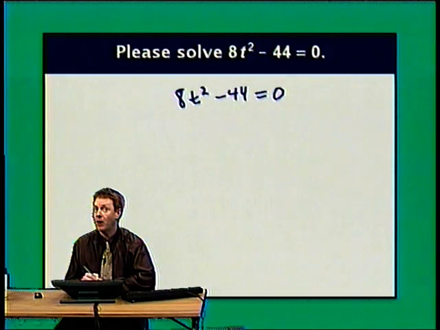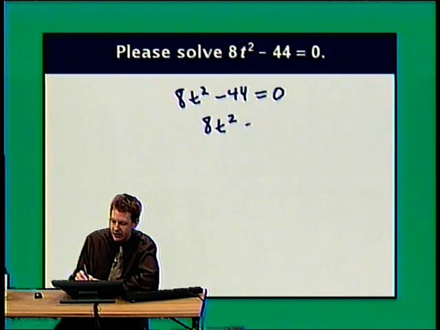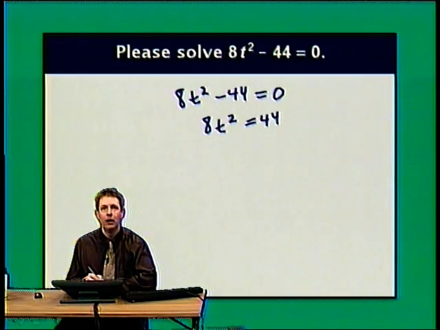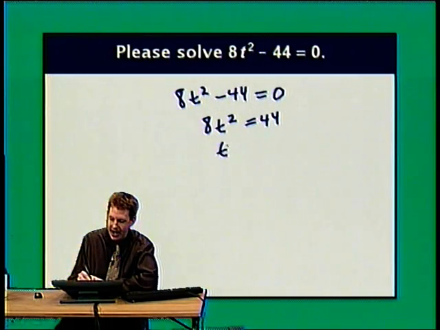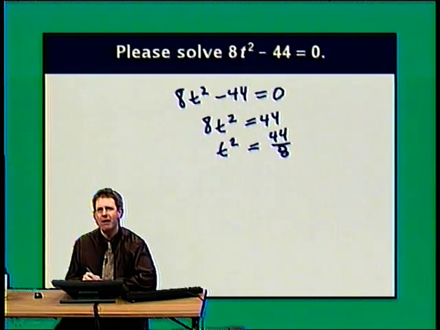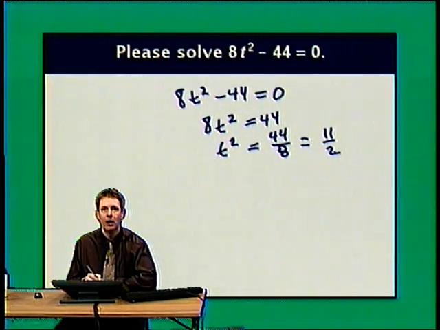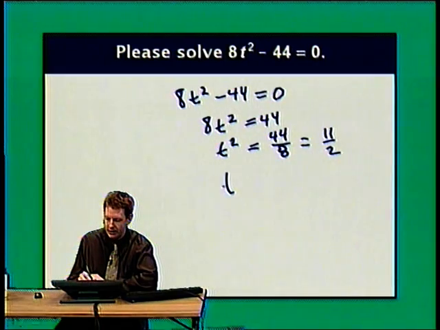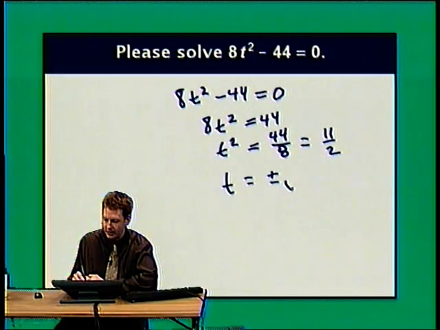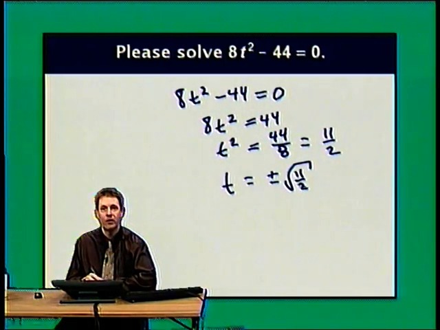The only perfect square I'm seeing is t squared. So my first objective is to isolate t squared. Adding 44 to both sides of the equation, 8t squared equals 44. Dividing both sides of the equation by 8, t squared equals 44 over 8. And 44 and 8 are both evenly divisible by 4, so I can reduce this fraction to 11 over 2. So using the square root property, t must be plus or minus the square root of 11 over 2.